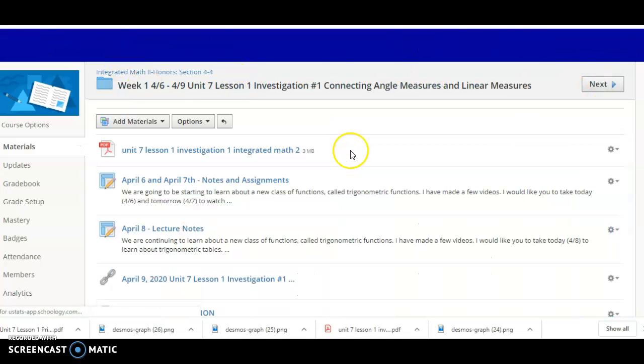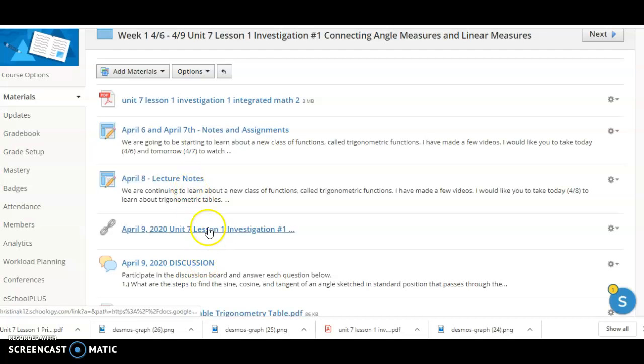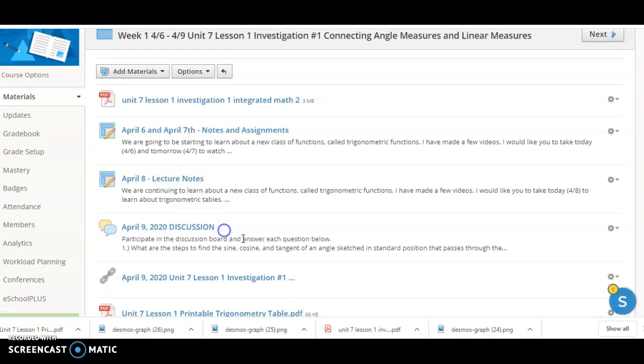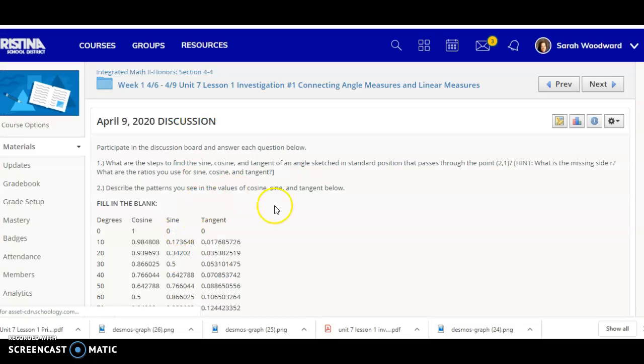Let's go back. So then we have on the 9th, 2 different things I want you guys to do. I'm actually going to see if I can move this up. I want you first to do the discussion. There's 2 questions. Answer each question below. The first question, you can read it and answer it. I provided you 2 hints. The answers are in the videos.